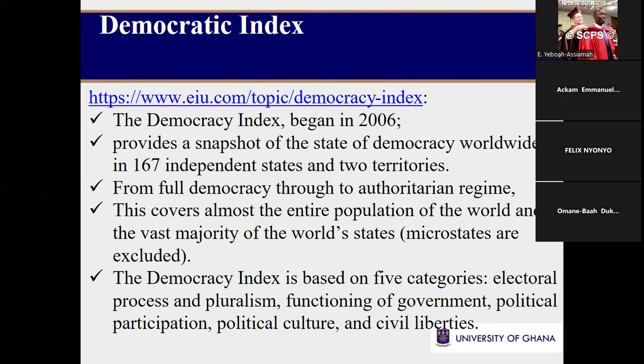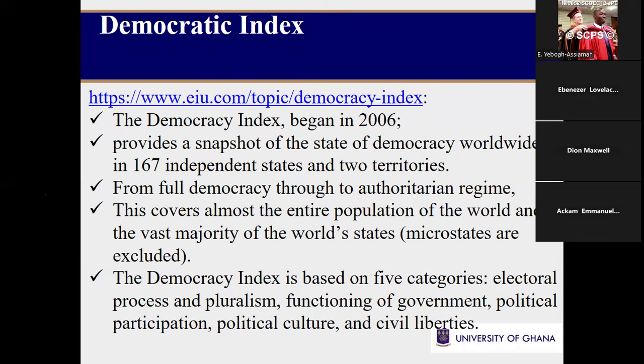Prof, it means that 167 states practice democracy, whilst 2 are non-democratic states. No. They are recognized as... No. Any other attempt? Sir, it means that 167 recognized states or countries, and two states or countries that are not recognized. Yes, that's the meaning of this statement.